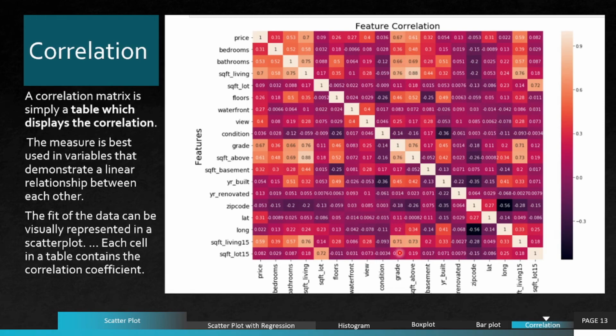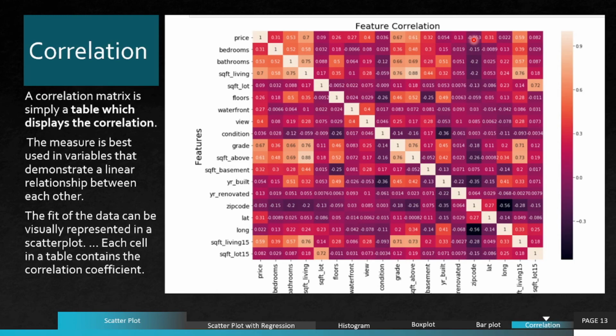So if you go down here, so grade is highly correlated with price. Then 0.61. So square feet above is also highly correlated. Among the negative correlated ones, this one, which is a zip code. Okay, zip code is not a great thing to be correlated, but anyways, it is correlated in this manner.